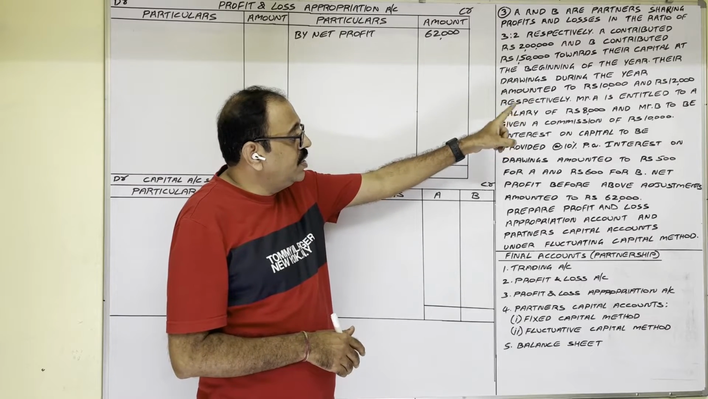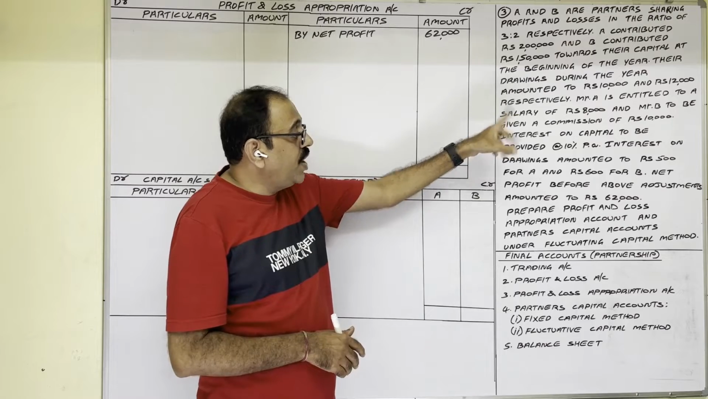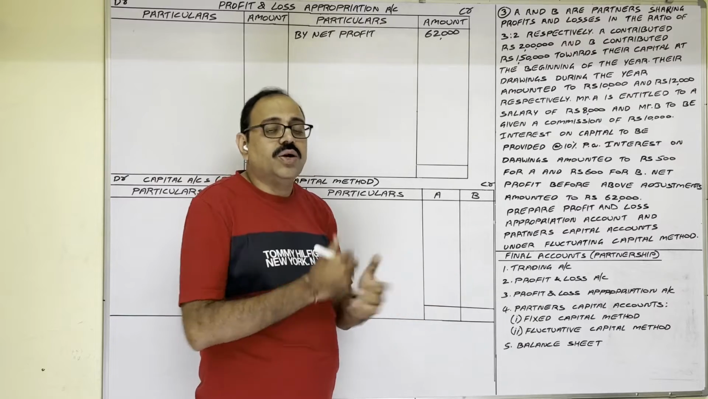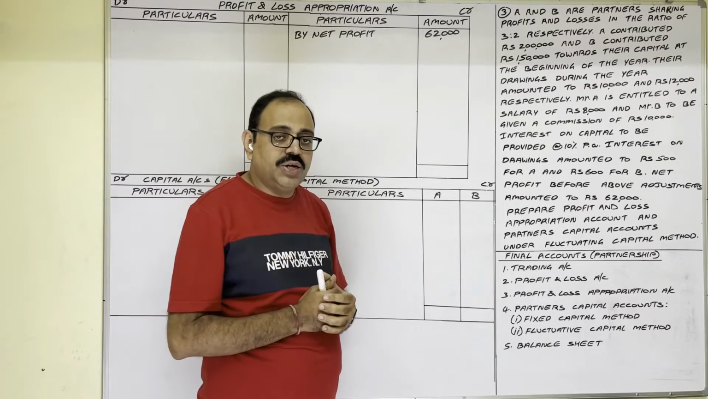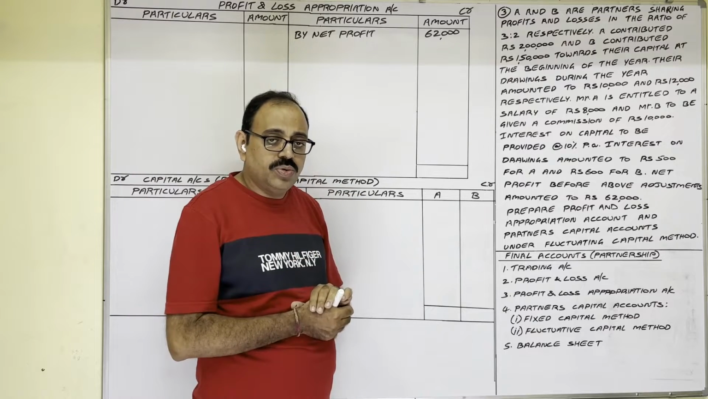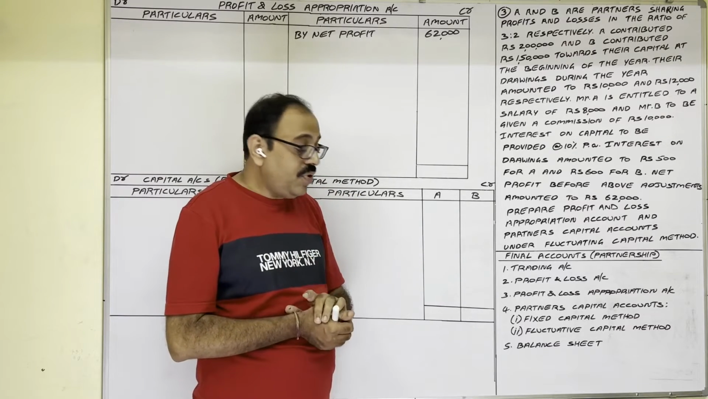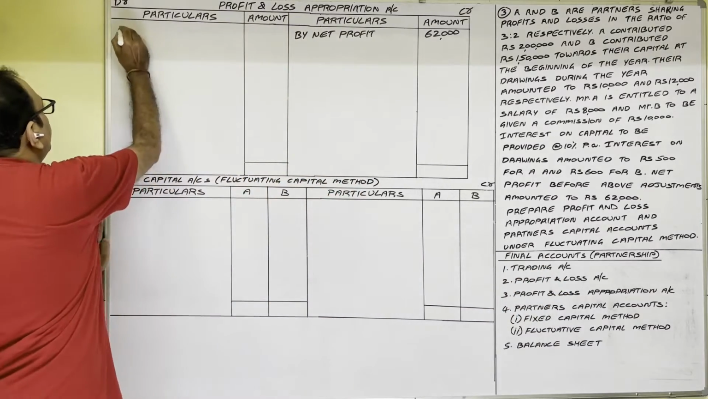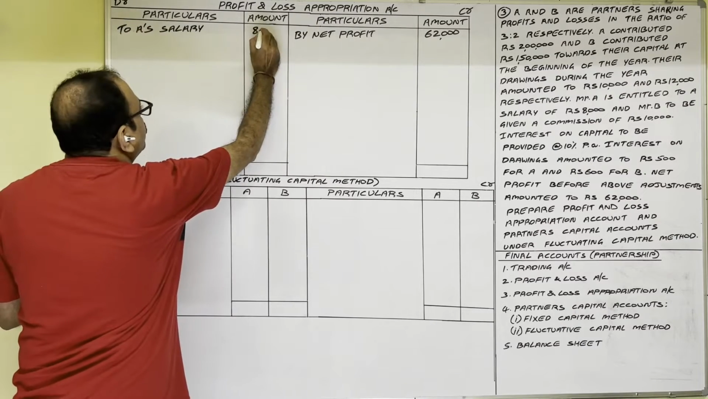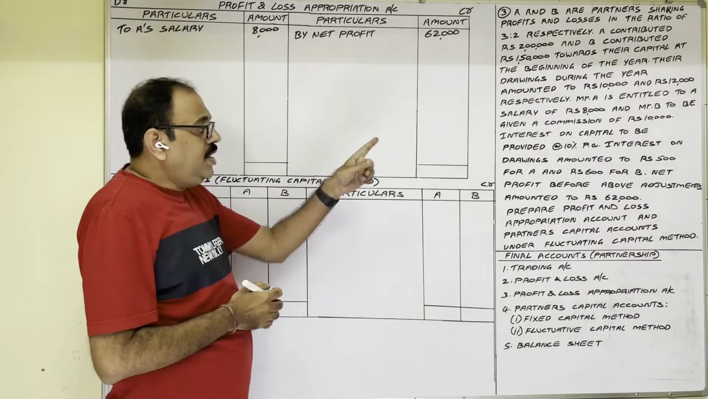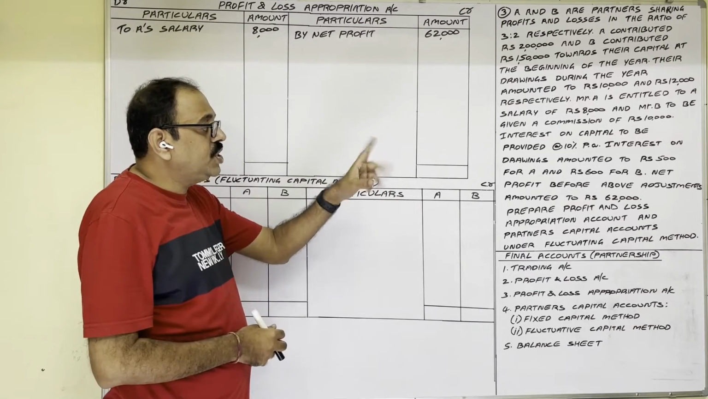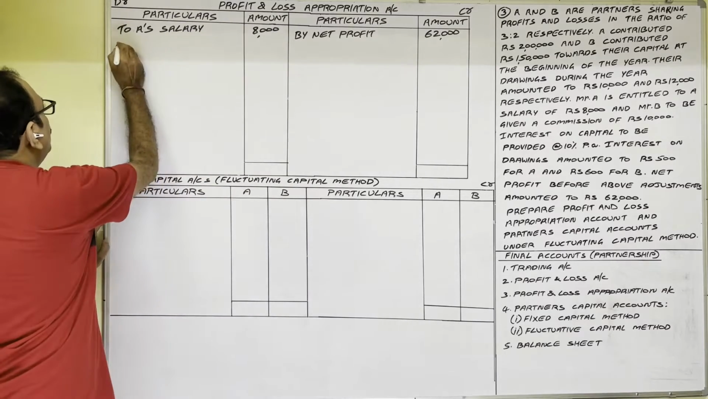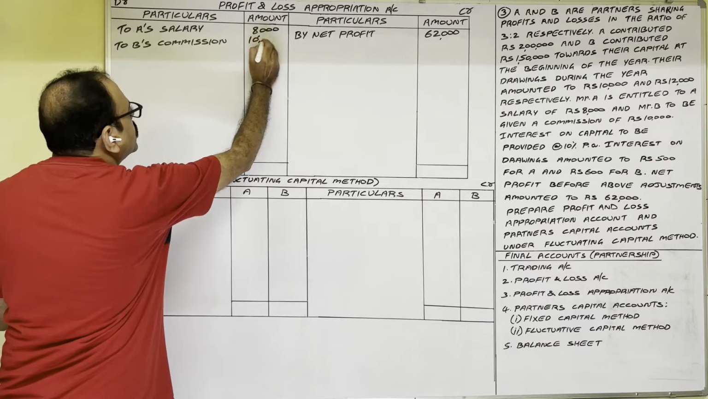Next, Mr. A is entitled to a salary of 8,000 rupees. So to A, the firm has to give salary of 8,000. To the firm, this is an expenditure. Expenditure, we should show on the debit side. Partner-related expenditure. Therefore, in the P&L appropriation account, we should show it on the debit side. So write down: to A's salary, 8,000 rupees. Continuation. And Mr. B is to be given a commission of 10,000. This is also partner-related expenditure, debit side only. To B's commission, 10,000 rupees.